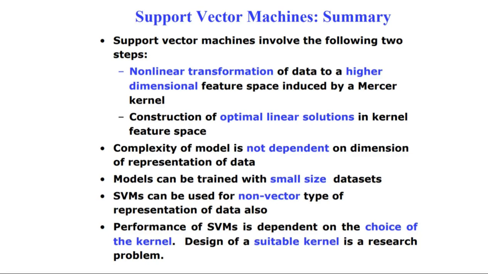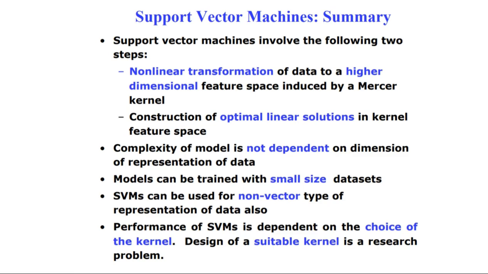Finally, in summary, support vector machines involve the following steps: nonlinear transformation of data to higher dimension with the help of kernels, and construction of optimal linear solutions in kernel feature space or higher dimensional space. The complexity of the model is not dependent on the dimension of the representation of data. The specialty of SVM is that it can be trained with small size data sets, and SVMs can also be used for non-vector type representation of data.